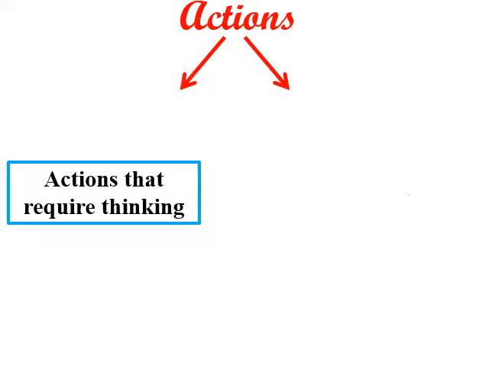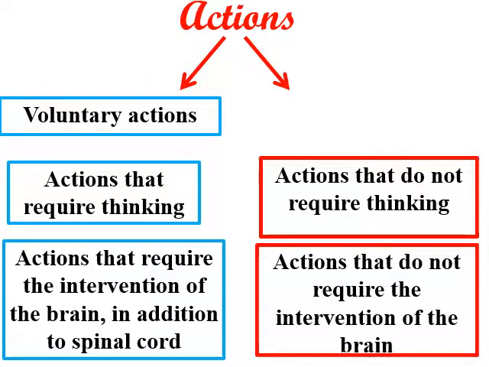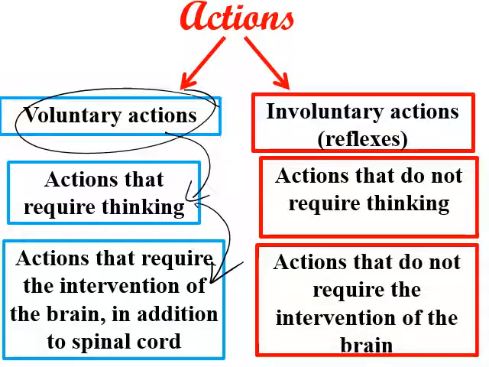Actions may be classified into two types. We have voluntary and involuntary. Voluntary actions are actions that require thinking, actions that require the intervention of the brain in addition to the spinal cord. While involuntary actions are reflexes, they do not require thinking, they do not require the intervention of the brain.